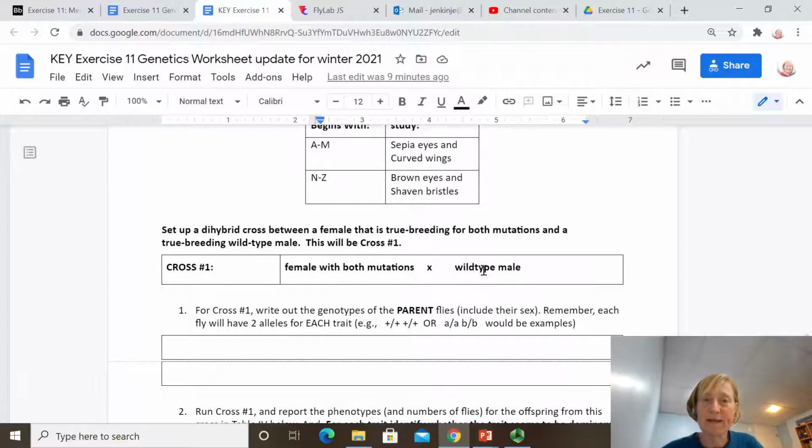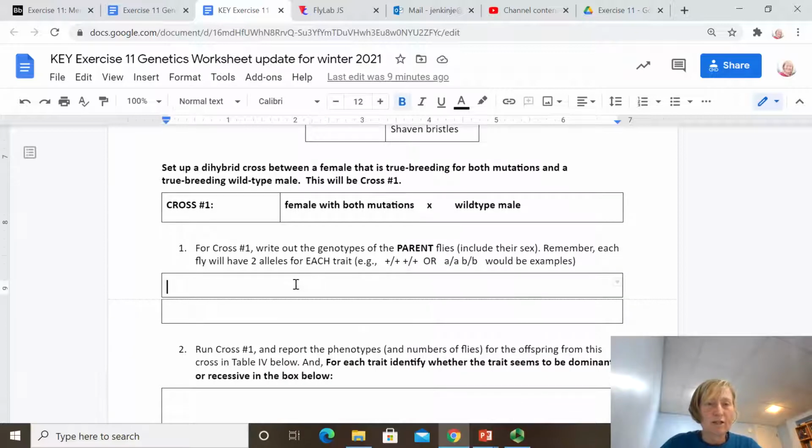I'm going to say that my last name is Rosema. That's my maiden name. And so I'm going to look at brown eyes and shaven bristles. Okay? And I am going to mate a brown-eyed, shaven-bristled female with a wild-type male for the first cross. Right? That's what it says I need to do.